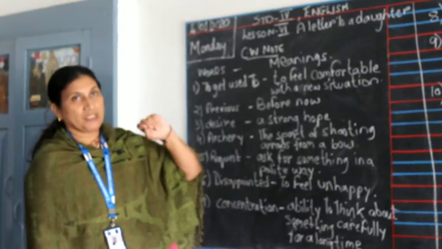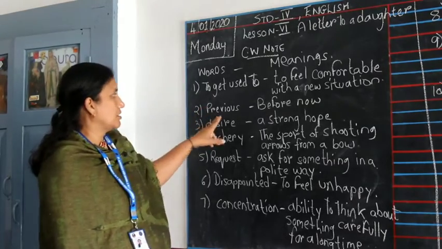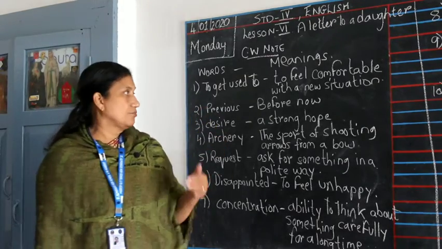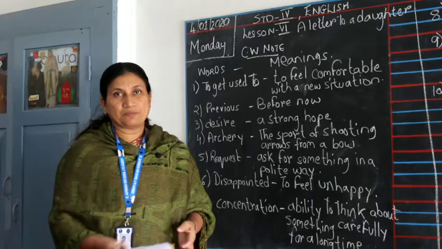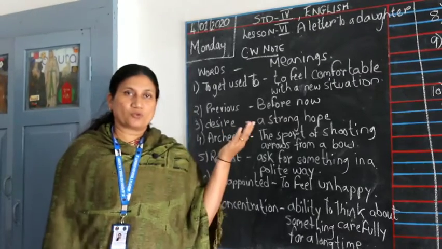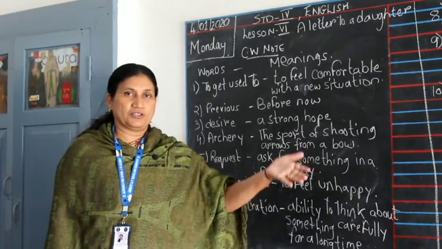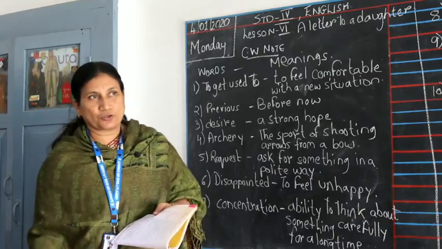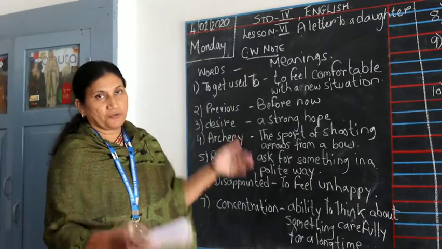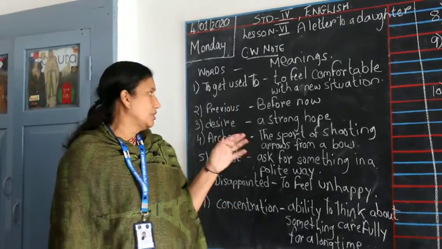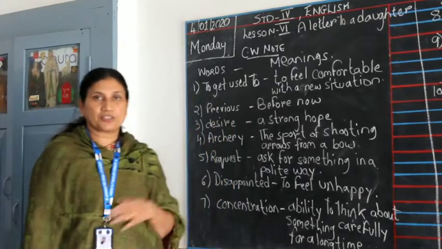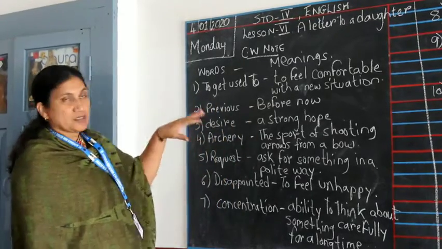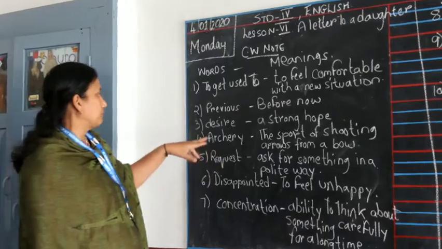The second word is previous. Children, previous means before now. Like now I am teaching you. What was Rohana ma'am doing before this? Before this I was writing notes. So before now, before this present time, what I was doing, that means previous. Previously I was writing notes. So that means before now, before this time.